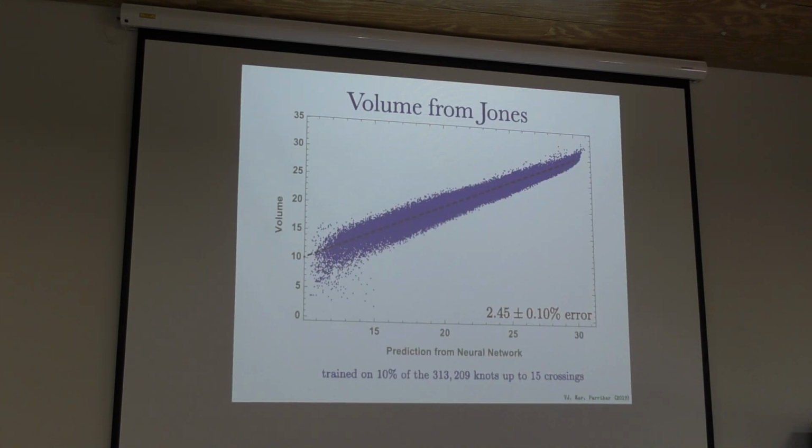Okay, so with 10% of knots up to 15 crossings, so 10% of 313,000 knots, we get a prediction which is right with 2.4 plus or minus 0.1% error. So 2.45% error plus or minus 0.1%, depending upon which data set you provide for training.